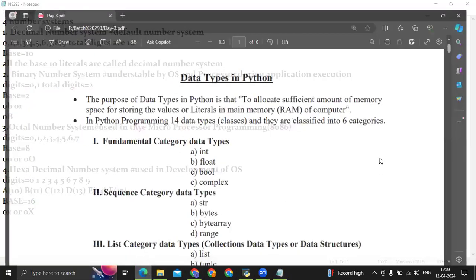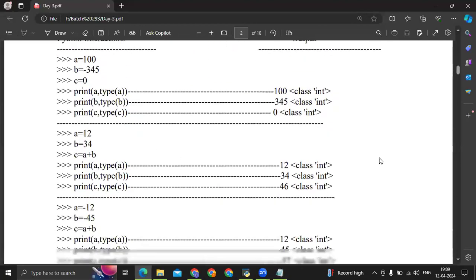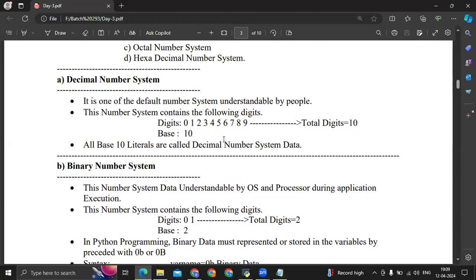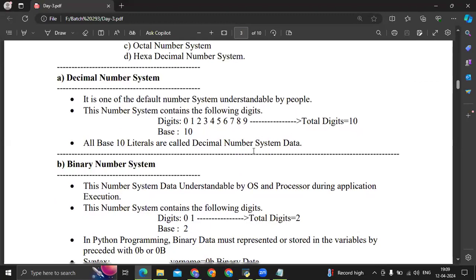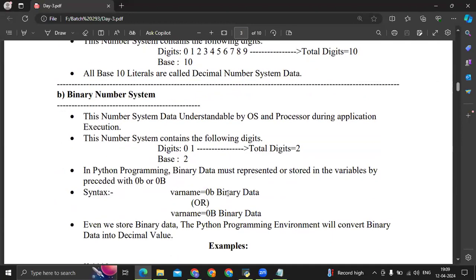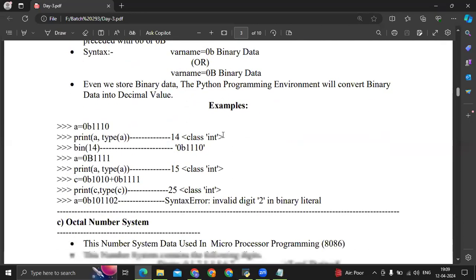Let me show you with the examples here also. See, I've given the examples. The decimal number system has digits 0 to 9. The binary number system has 0 and 1. The syntax is variable name is equal to 0b followed by binary data. Even if we store binary data, the Python environment will convert the binary data into decimal number system data. We discussed this yesterday, and I've shown you examples also.